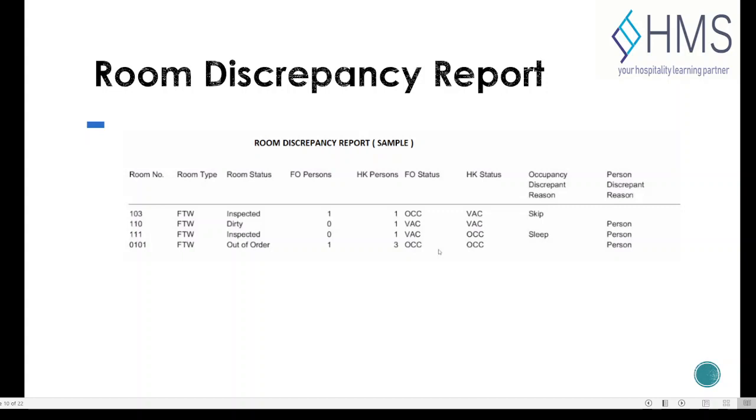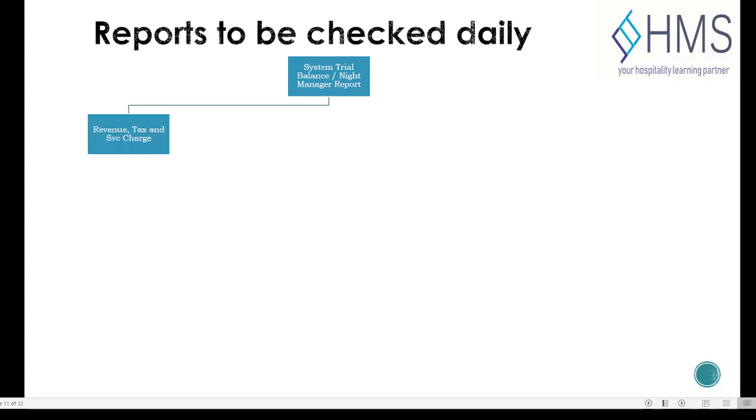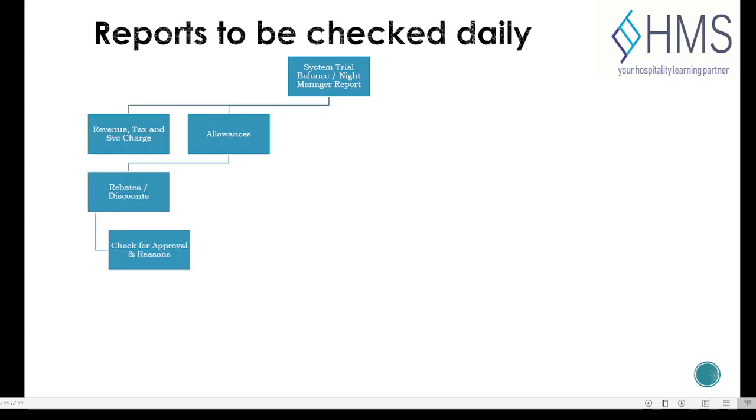But if the departments are coordinating with each other, then the discrepancy can be completed on a same-day basis, rather than running as a night audit and then coming into the purview of the income auditor, right? So then, apart from these reports, this is again the same thing, right?